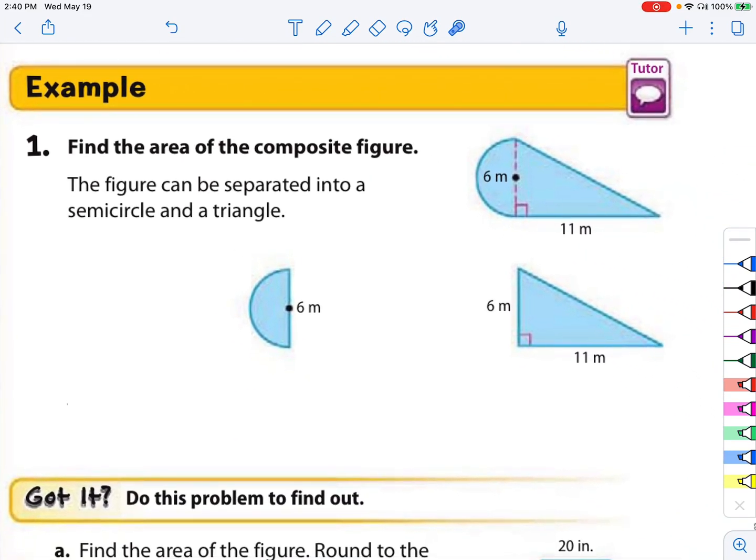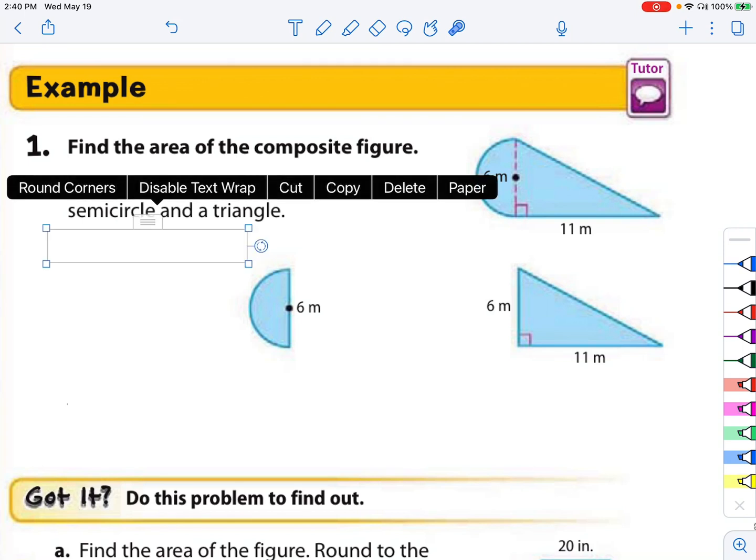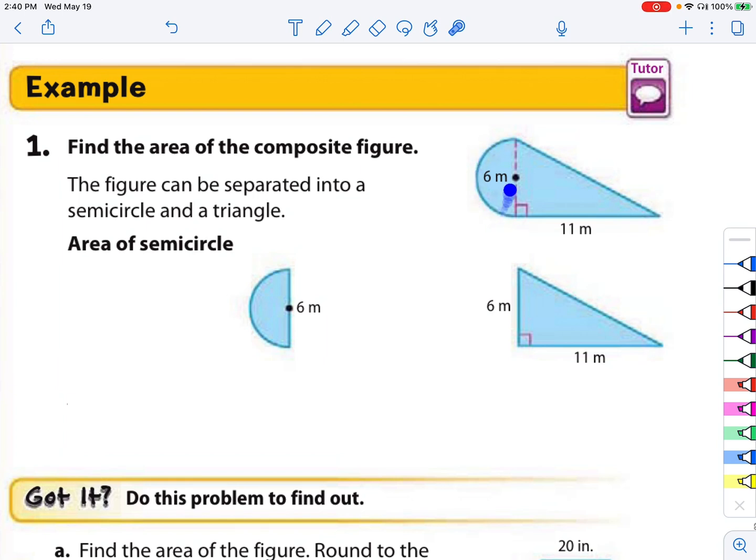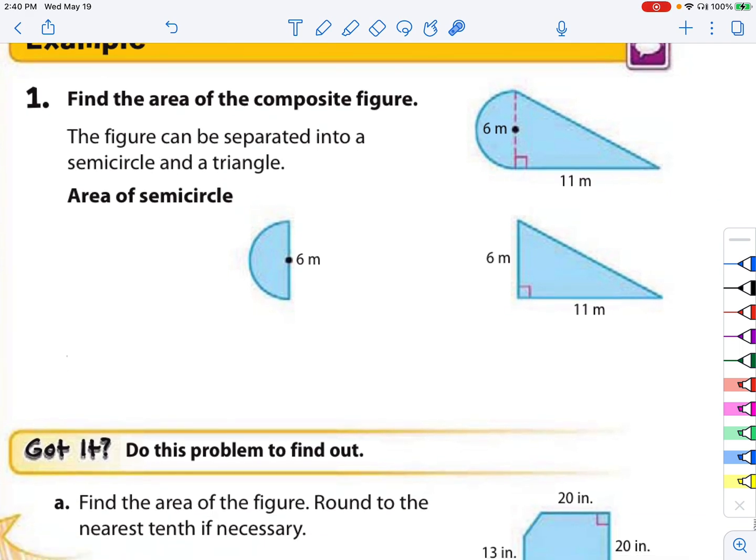Find the area of our composite figure here. So you have a triangle here, and you have a semicircle. Okay? So let's first find the area of our semicircle right here. And if you notice, it has a diameter of 6 meters. And if it has a diameter of 6 meters, our radius will be equal to 3.